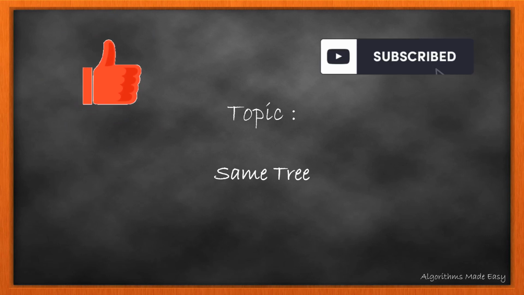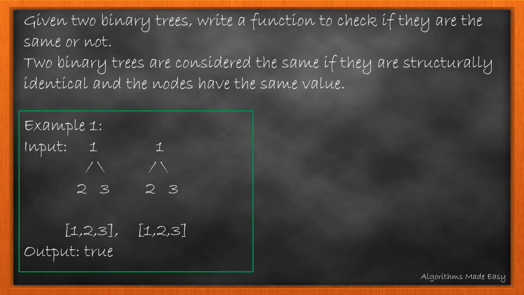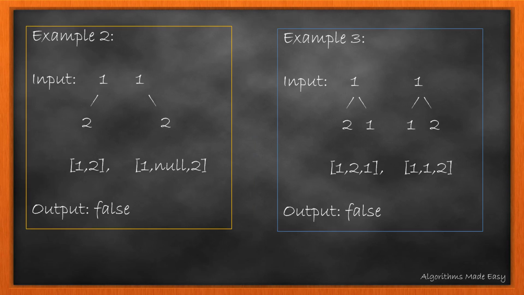Given two binary trees, write a function to check if they are the same or not. Two binary trees are considered the same if they are structurally identical and the nodes have the same value. In the first example, both trees are the same so we return true. In the second example, the structure of the two trees differs so we return false. In example 3, the structure is the same but the value at the left subtree is unequal, so we return false.